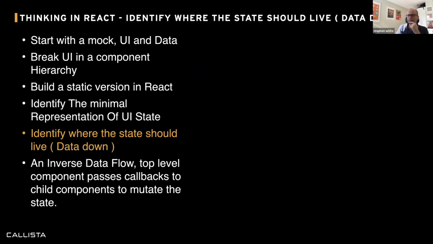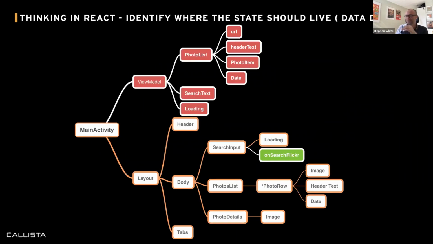And then we need to identify where the state should live. Should it live near the component, or should we move it up, or even outside? Okay, which we're coming to in a sec. So in this diagram, I've just moved it up. So we move all the state into a view model up in the main activity. And then this state trickles down through our component tree into whatever component needs that particular state. So, the photo list goes down into the photo list component. Search text goes down into search input component, for example.